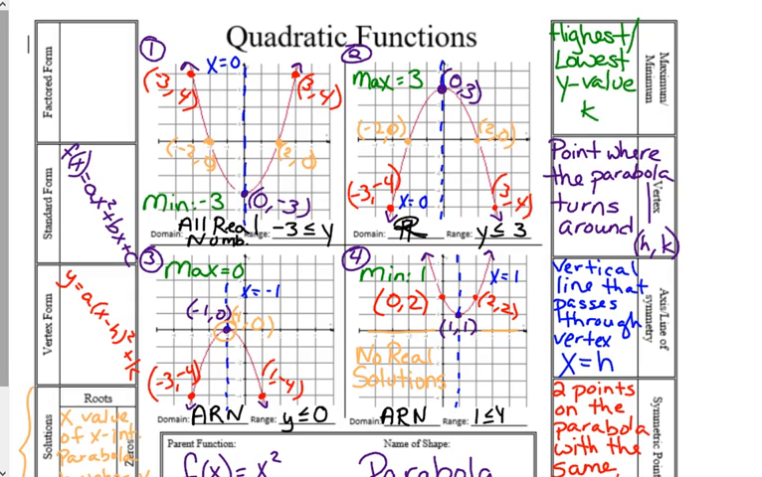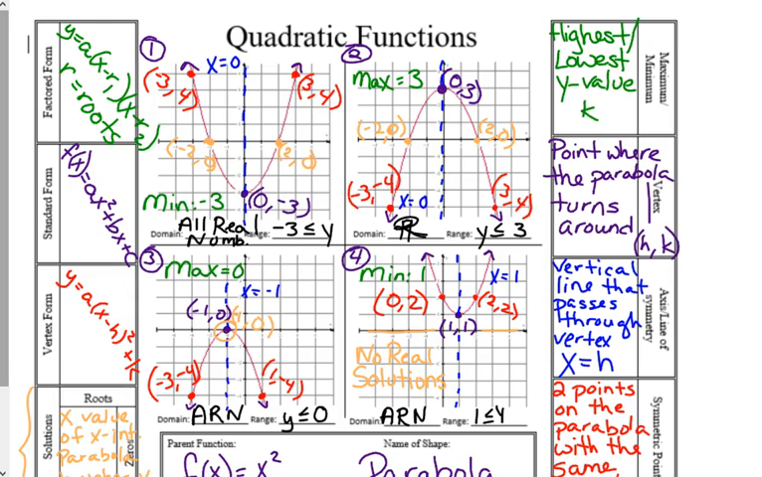And finally, we have factored form, which is going to be f of x or y, I'm going to use y for this one, is equal to a times (x minus r1)(x minus r2), where r are the roots. So that's basically all there is to it on the quadratic functions key features.